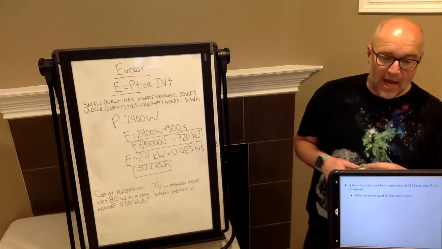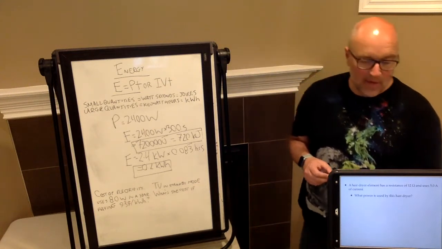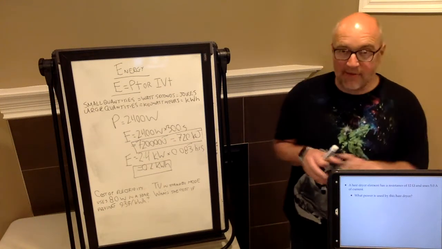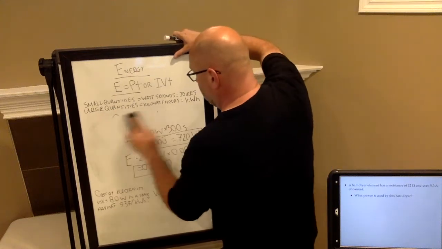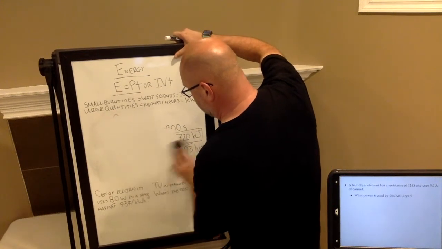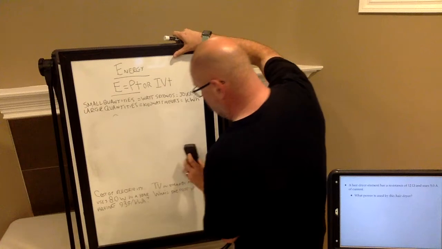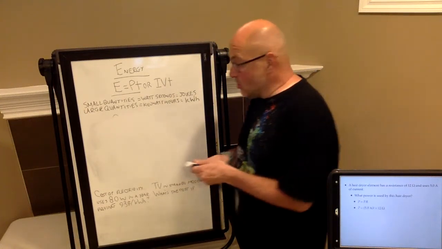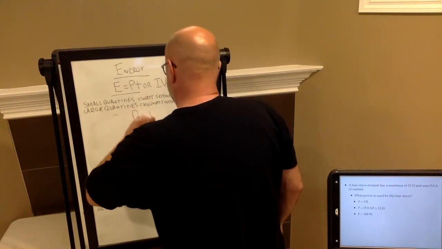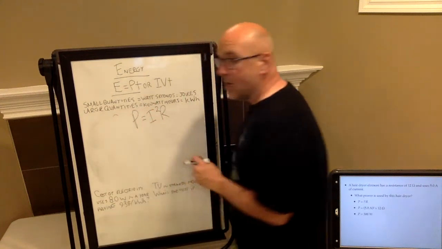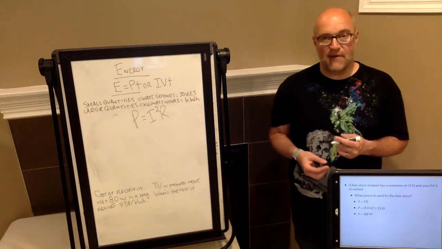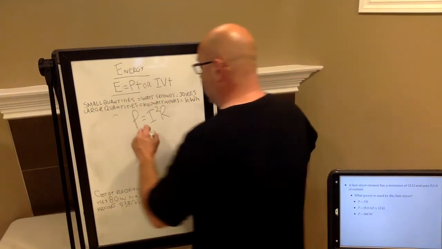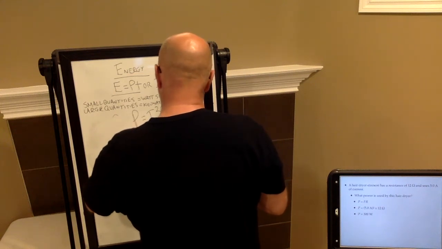Let's do one more. A hair dryer has a resistance of 12 ohms and 5 amps of current. What's the power used by the hair dryer? We have to figure out which power formula to use. I've got current and resistance, so that smells like P equals I squared times R, which is what I'm going to use. Plugging in, I have 5 amps squared, which is 25, times 12 ohms. That gives me a power of 300 watts.